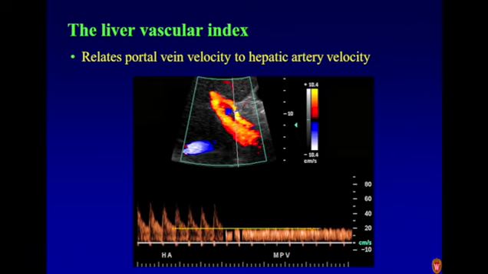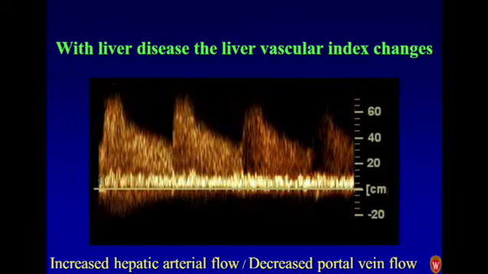So here's that tracing with the side-by-side artery and vein, and you can see end diastolic very close to the portal vein velocity. This is a normal liver vascular index. Now, what about this tracing? Hepatic arterial velocities are up, portal venous velocities are down, and now there's a discrepancy between velocities at end diastole and the portal vein. This is an altered liver vascular index. What does this mean? It can mean anything.